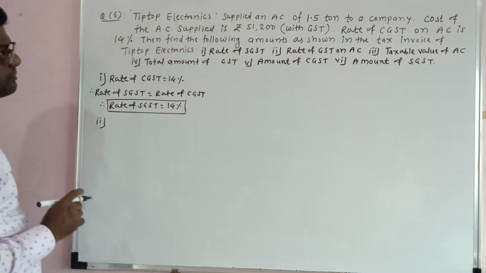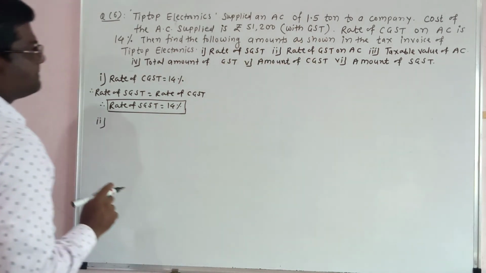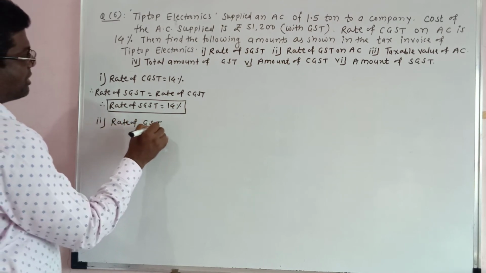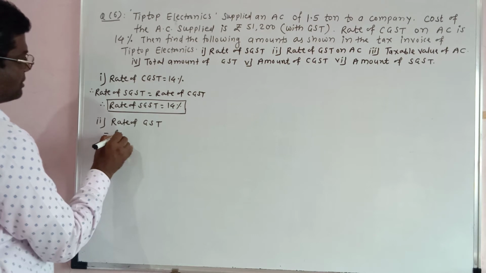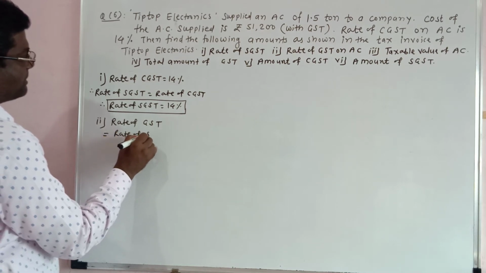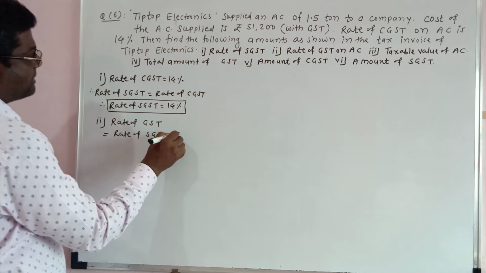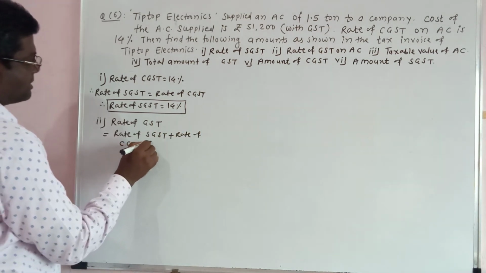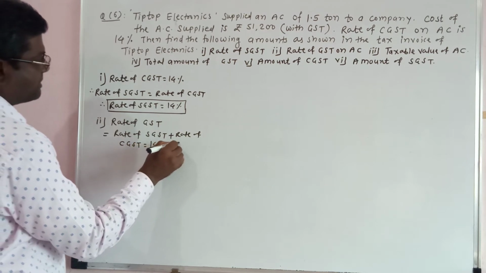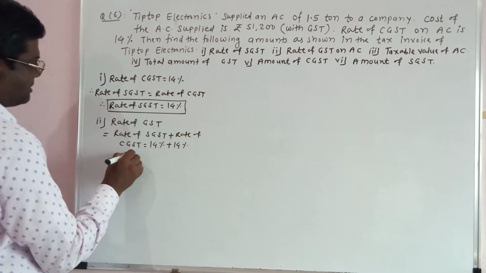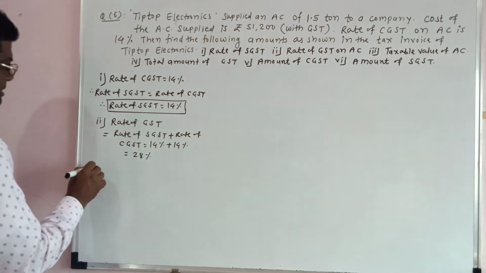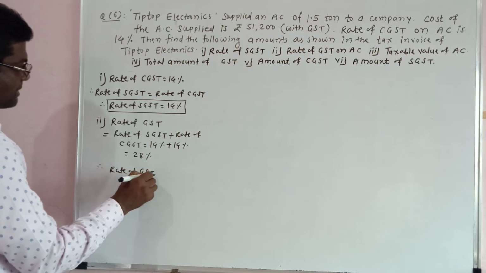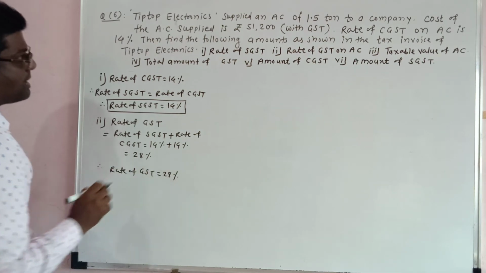Number 2, rate of GST. We know that the rate of GST is equal to the rate of SGST plus the rate of CGST, which is 14% plus 14%, equal to 28%. Therefore, the rate of GST is equal to 28%.